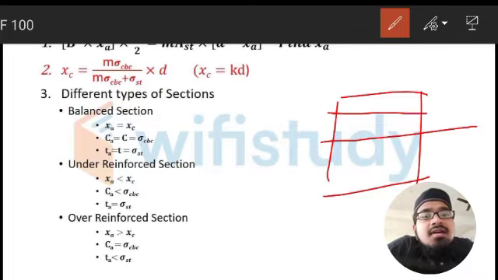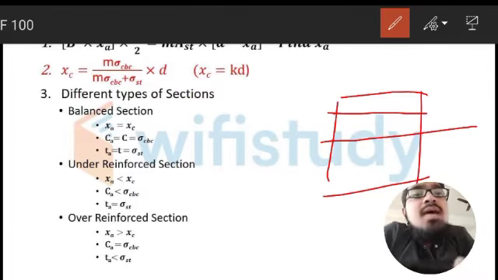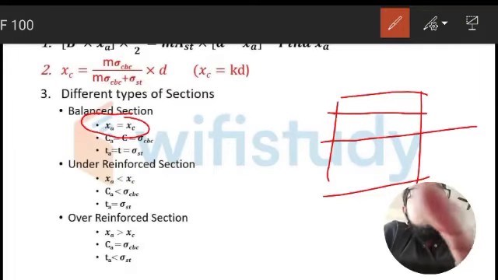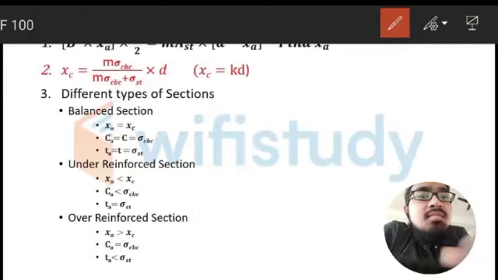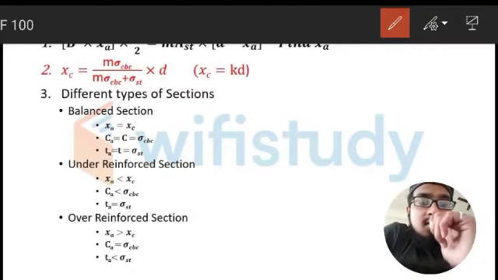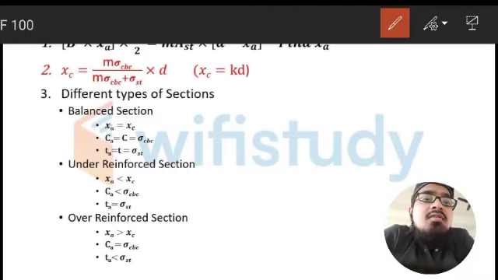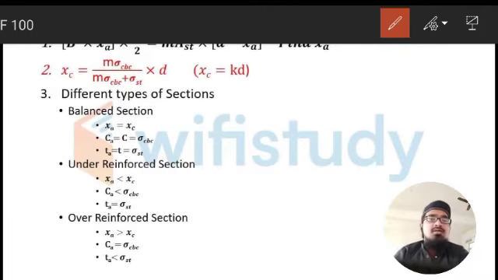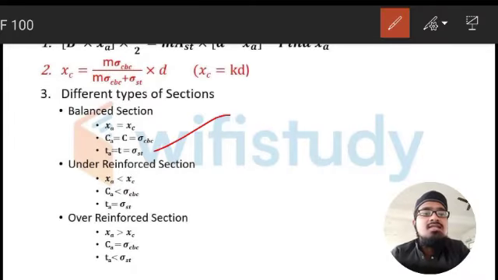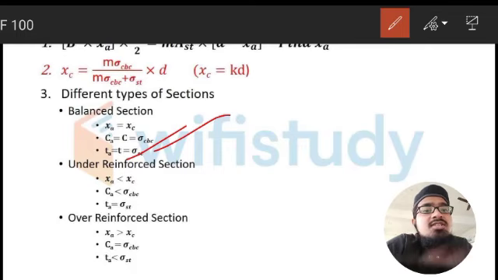Here also, the properties were given for different types of sections. The actual depth of neutral axis for a balanced section will be equal to the critical depth of neutral axis, and CA will be equal to C. That means the maximum compressive stress will be equal to the permissible stress in the concrete. So CA is equal to sigma CBC, and TA, the maximum tensile stress, is equal to the permissible stress in steel. Those are the two formulas in a balanced section.